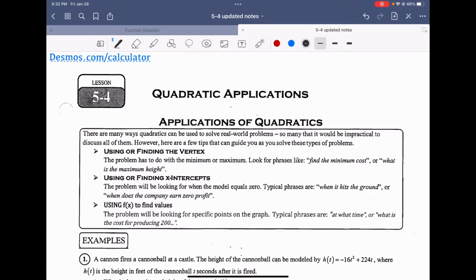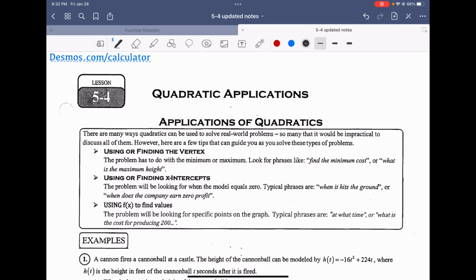Right, welcome to the notes for lesson 5.4. So this is where we're going to get into applications of quadratics, why we've been studying quadratics, especially why we care so much about the vertex. We keep telling you how important the vertex is and the x-intercepts, that they're the most important things when you use quadratics in real life, in real world problems. So now we're going to give you some examples of that.